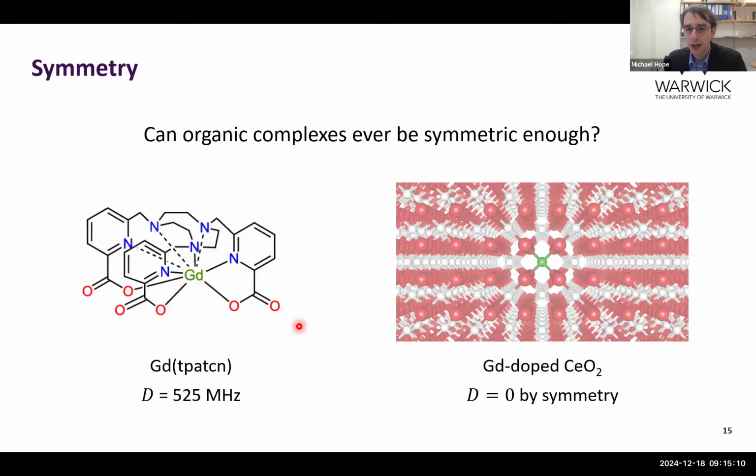Whereas I come from a more inorganic materials background, and there are lots of examples of crystalline solids that have high symmetry metal sites. And so, for instance, cerium oxide, you can dope gadolinium onto the metal site. This is cubic, and the zero field splitting is 0 by symmetry. And so we were interested to see, can we use DNP based on gadolinium, and is that going to be more efficient due to this higher symmetry?